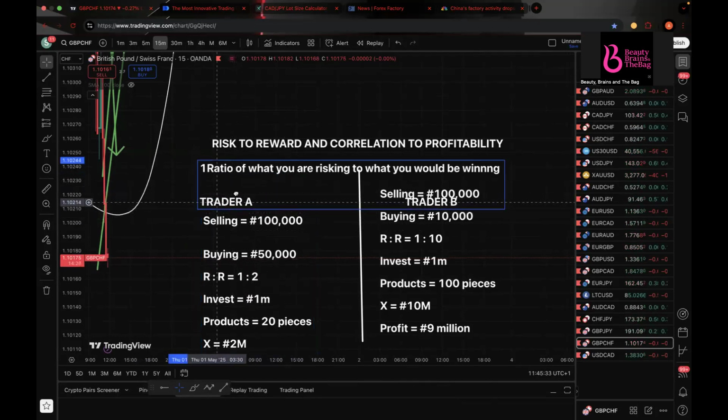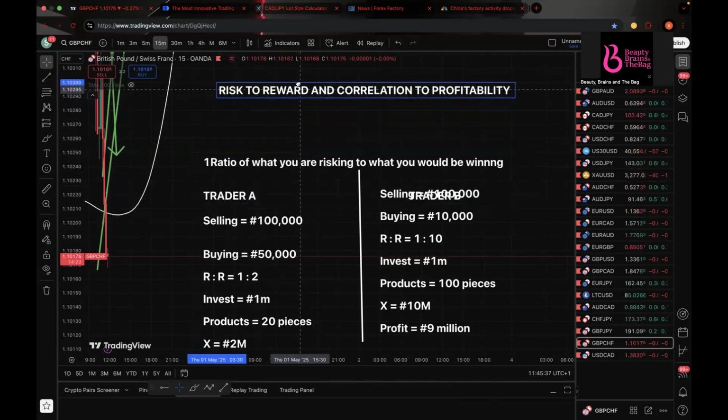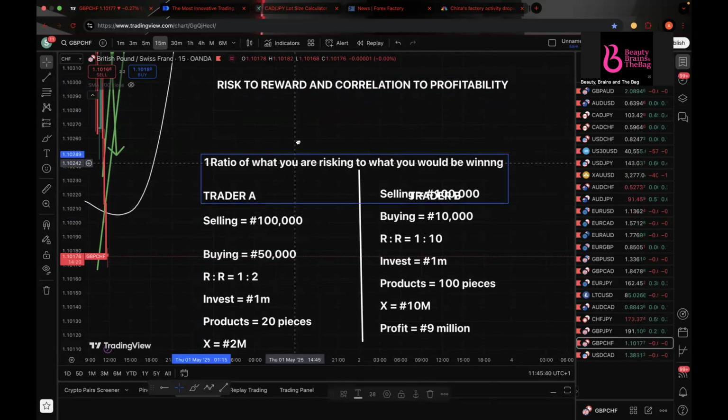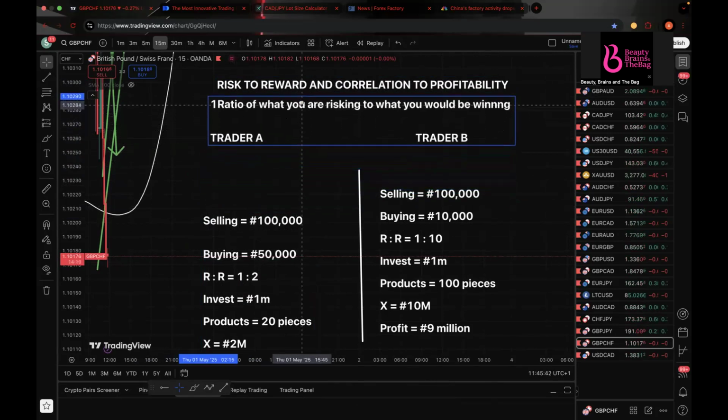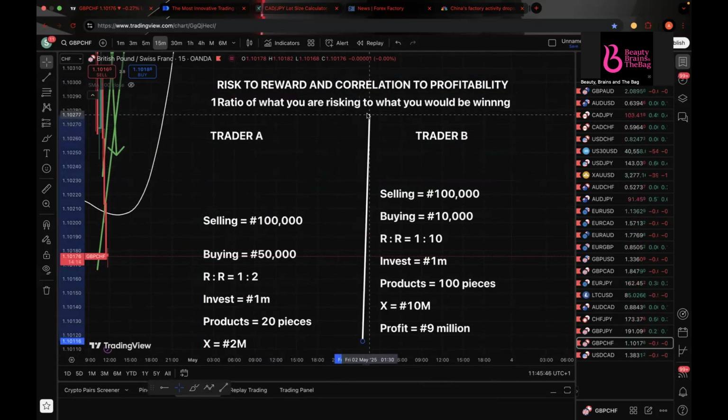Let me know in the chat box. Among these two traders, oh, wow, this is so disconnected. Let me arrange it back. Among trader A and trader B, who is more profitable?